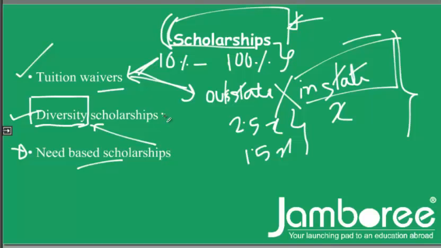One thing to keep in mind is that diversity scholarships and need-based scholarships are never 100%. You are not going to get a diversity scholarship that will cover the entire cost of the MBA, and you are not going to get a need-based scholarship which will cover the entire cost. For example, ISB sometimes gives 3 lakh or 5 lakh scholarships. But it will not be that, okay, you need the money, so we'll give you 100%. That does not happen. These two types of scholarships will never cover the entire expense of your MBA program.